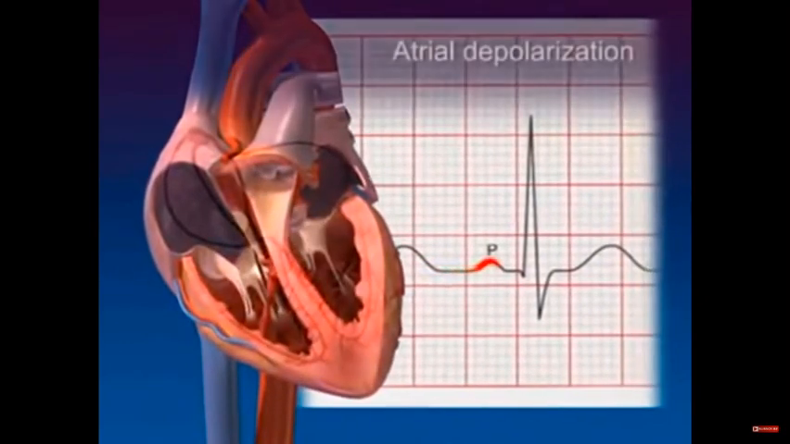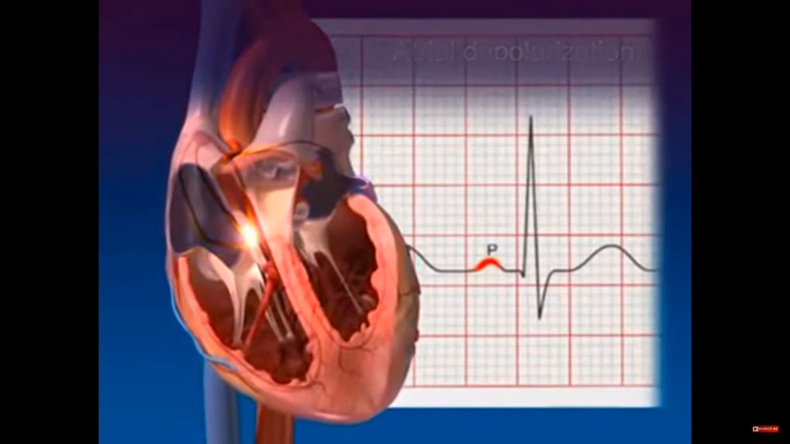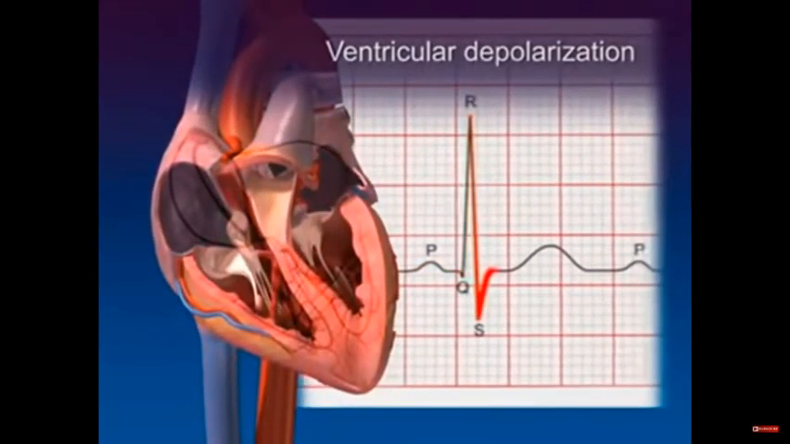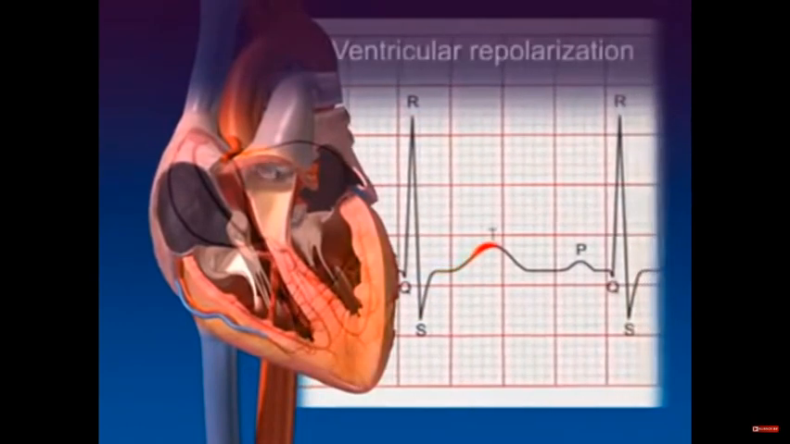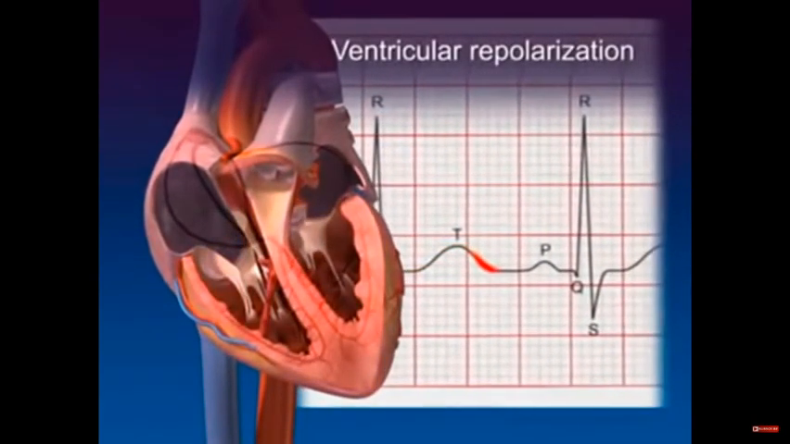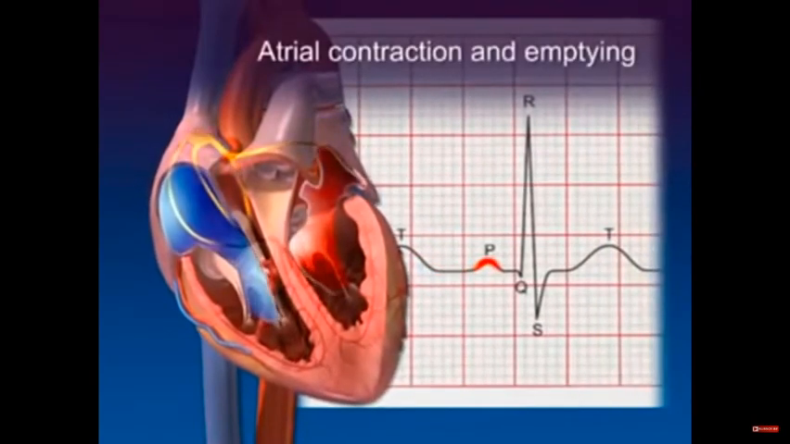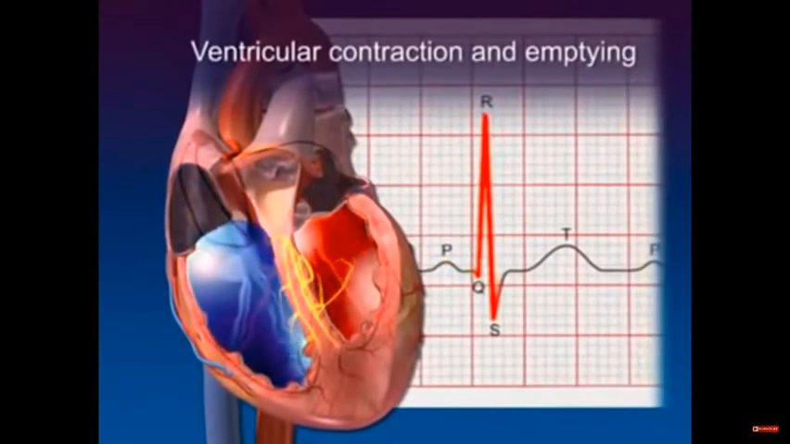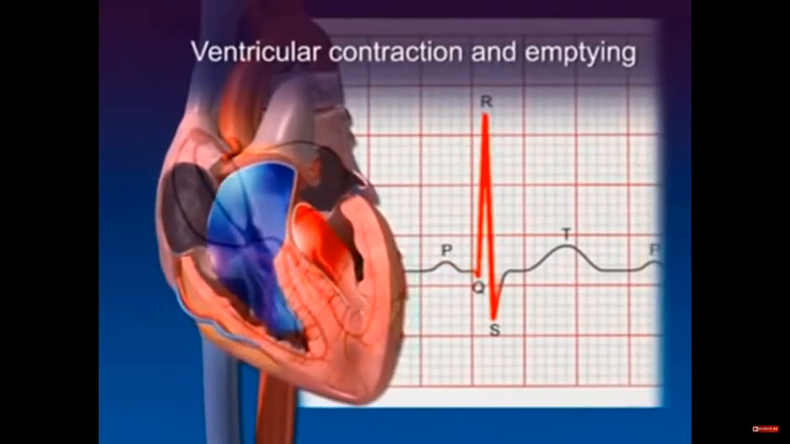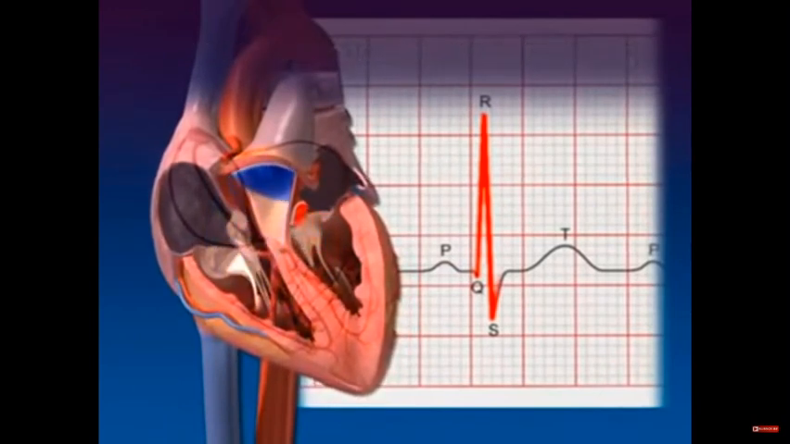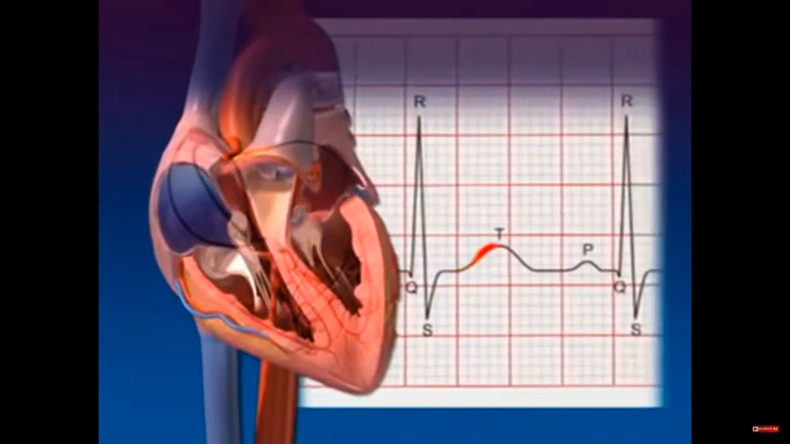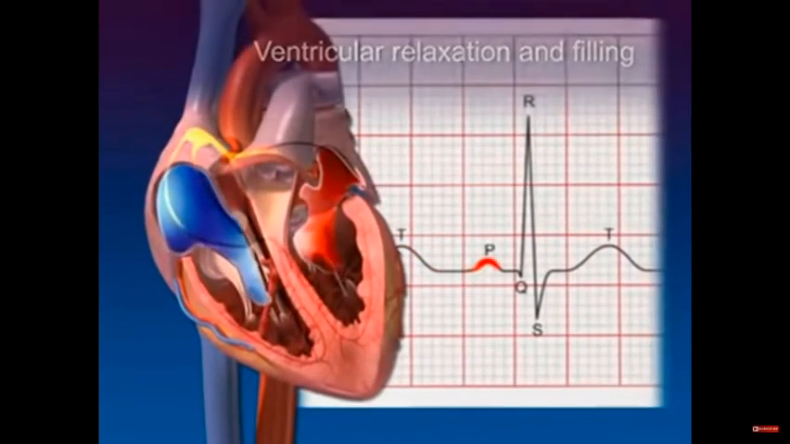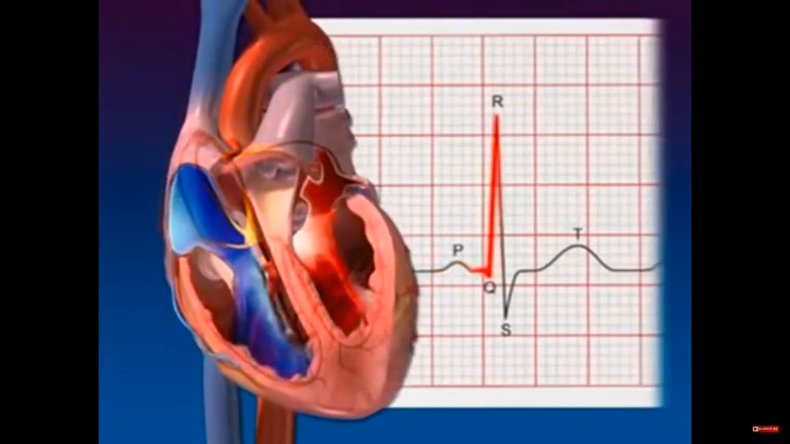The P wave corresponds to atrial depolarization. The QRS complex appears with ventricular depolarization. The T wave represents ventricular repolarization. The P wave initiates atrial contraction, which completes ventricular filling. The QRS complex initiates ventricular contraction, which pumps blood out of the heart. During this time, the atria repolarize and relax. The T wave initiates ventricular relaxation, during which the ventricles fill once again. One cardiac cycle is complete.